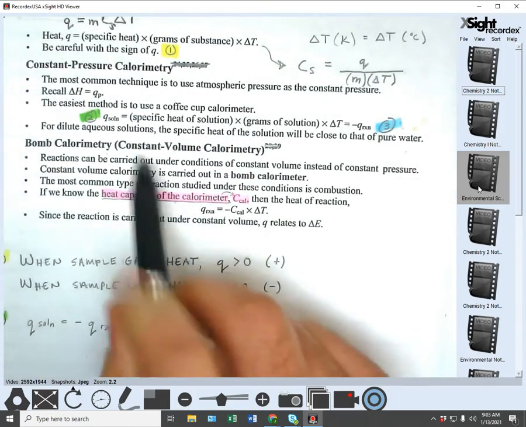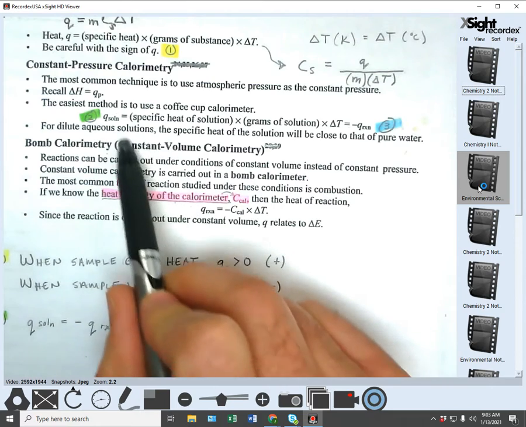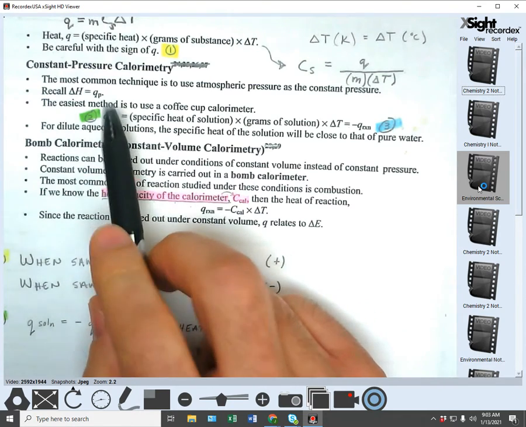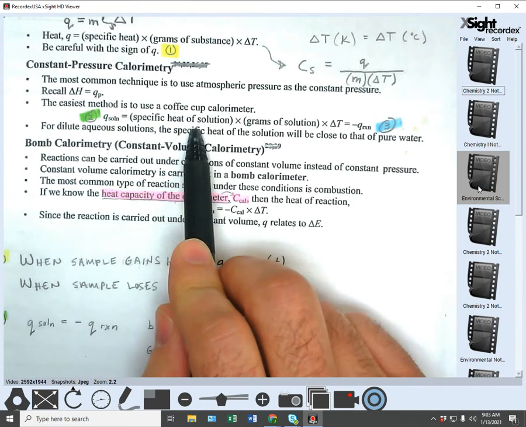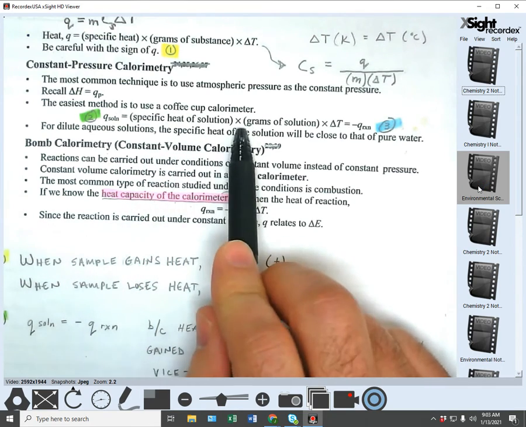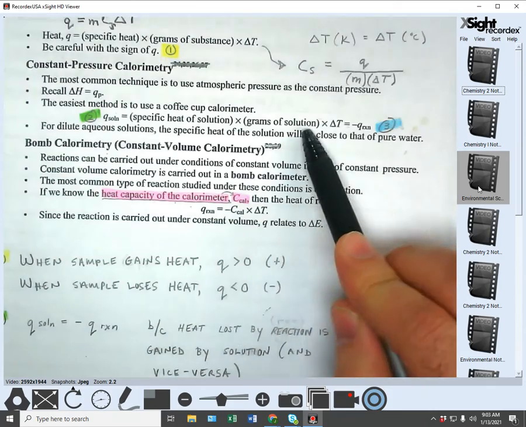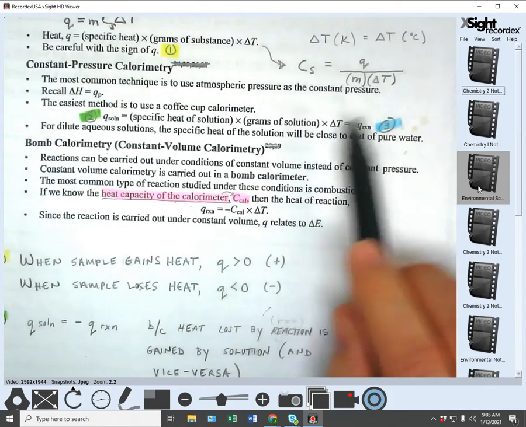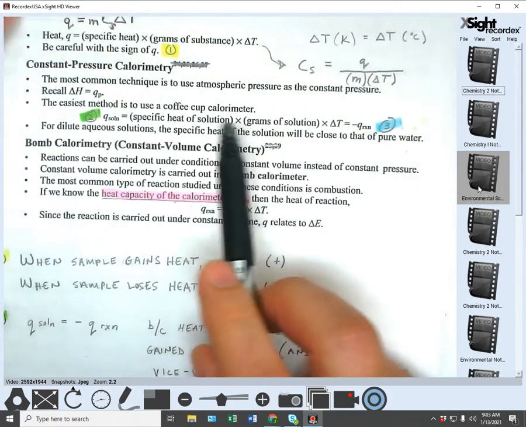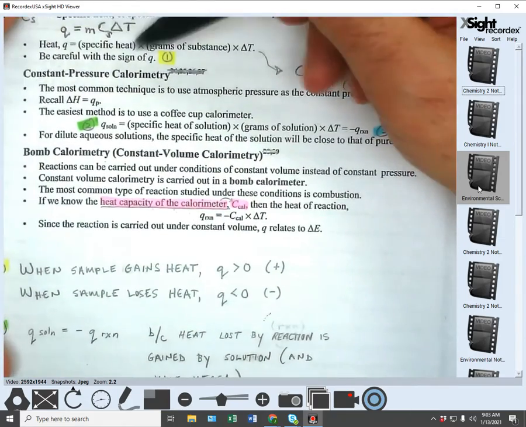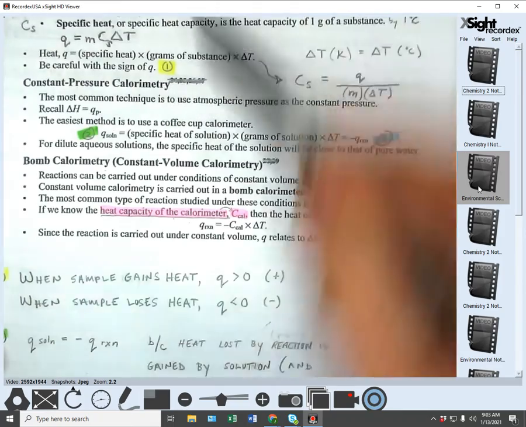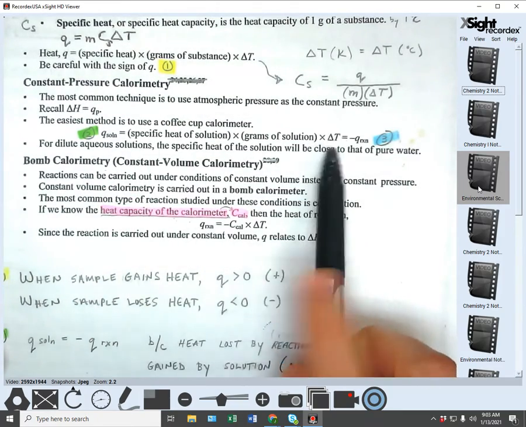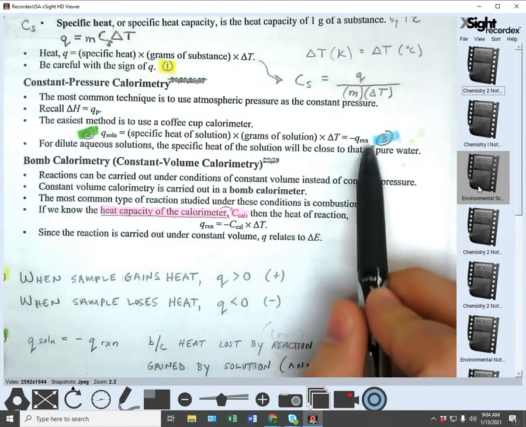All right, so this equation is Q of the solution, the heat of the solution, is equal to the specific heat of the solution times the grams of the solution times delta T, which is just this equation up here. So it's the same equation. Again, Q equals MCAT. But that equals negative Q of the reaction.